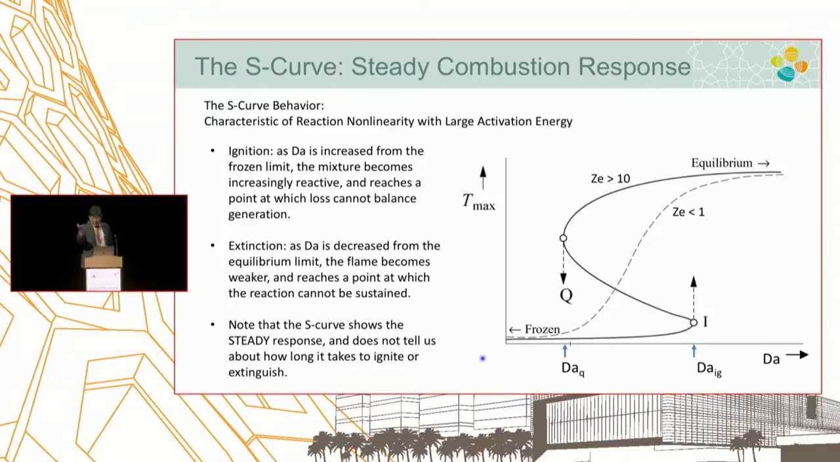All right, so again, let me revisit the S-curve. I think the S-curve is really important for every combustion practitioner, and let me spend some more time on that. We have already discussed it. What is the S-curve behavior? This is what we call a phase diagram. Each point along this S-curve line is a steady solution of a combustion system.